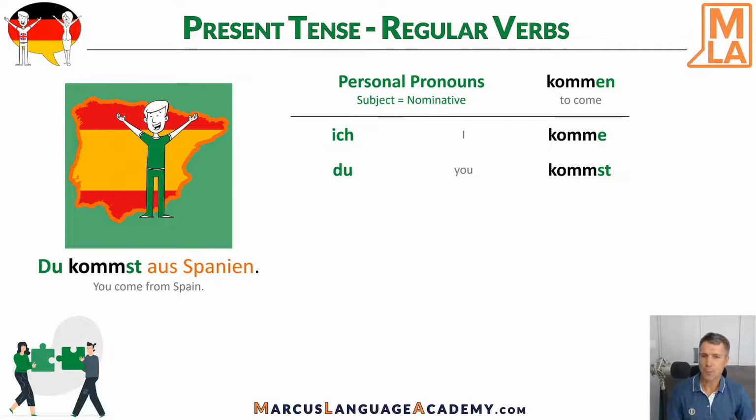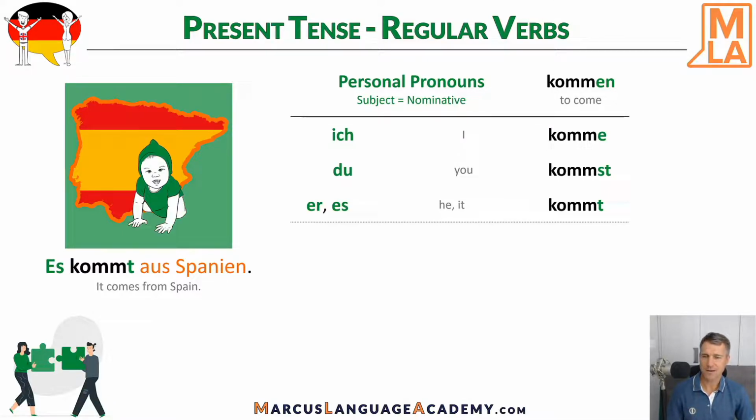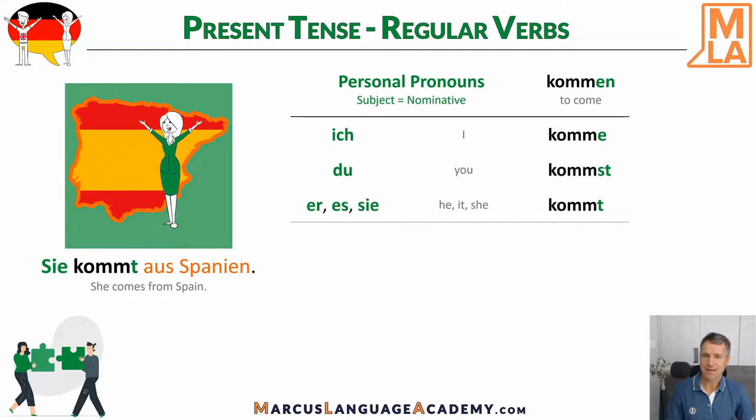Now, how does our verb change with the other personal pronouns? Du kommst aus Spanien. You come from Spain. The ending for the second person singular is st. Er kommt aus Spanien. He comes from Spain. The ending for the third person singular is t. Es kommt aus Spanien. It comes from Spain. The neuter pronoun is es. Sie kommt aus Spanien. She comes from Spain. The feminine pronoun is sie.